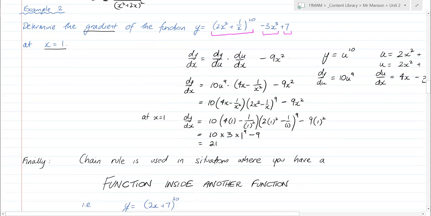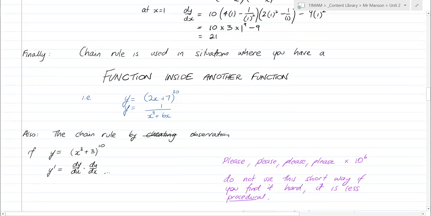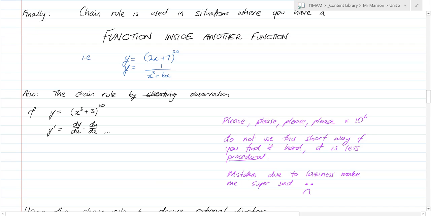So that's example 2. So here's my final summary on the chain rule. This is a little bit more informal. The chain rule is used in situations where you have a function inside another function. For polynomials, it looks exactly like all the examples you're doing. There's brackets around something complicated with a power on the outside. That's going to be your chain rule type question.